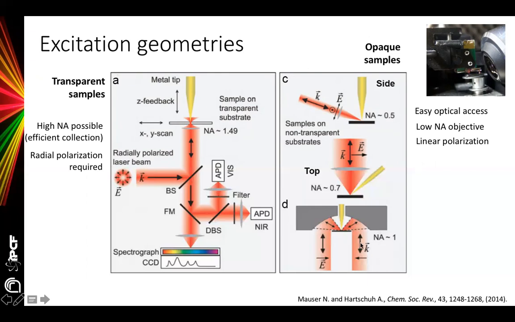Finally, we also have another configuration employing a parabolic mirror. In this case, we need a radially polarized beam that converges on the focus of the parabolic mirror, where we can locate our plasmonic tip apex. This mode has a high numerical aperture and therefore also a high signal collection efficiency, and can work also with non-transparent samples. However, the optical alignment of this configuration is quite delicate.